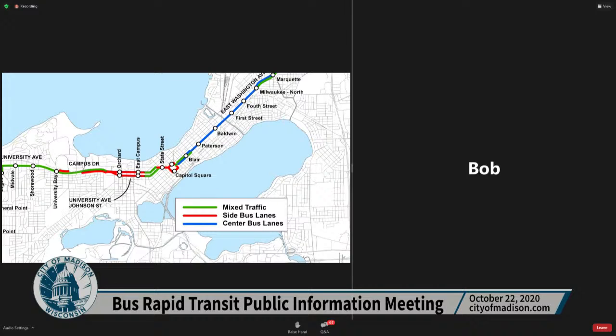Because other places that have put in BRT have not seen the results that they were looking for, and some have even been modified based on what they are experiencing. And so rather than build a system that is not going to be used to what the expectations are, let's find out first of all and see whether the concept is acceptable and desirable to the community.